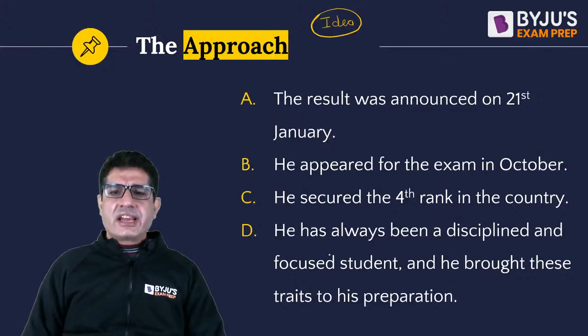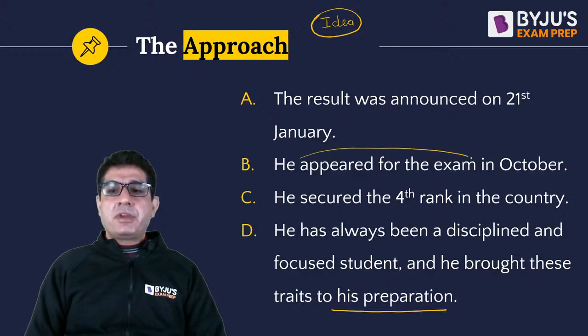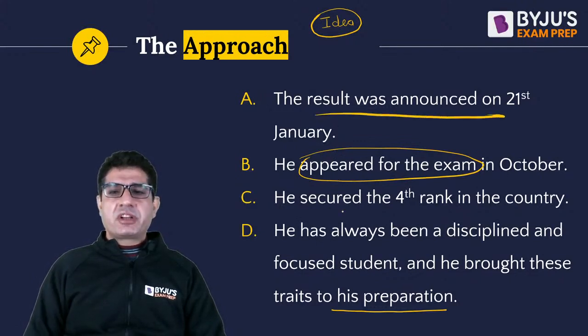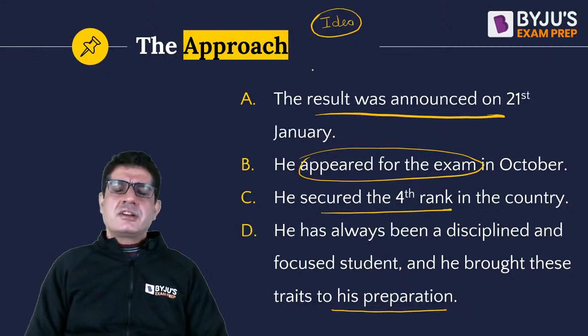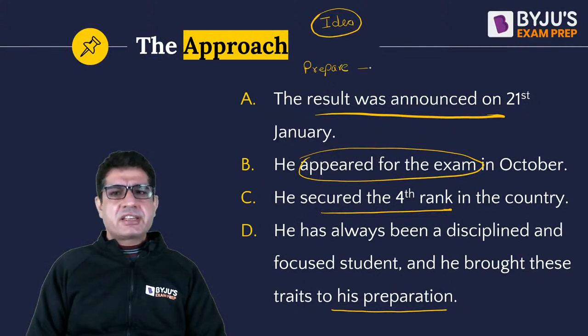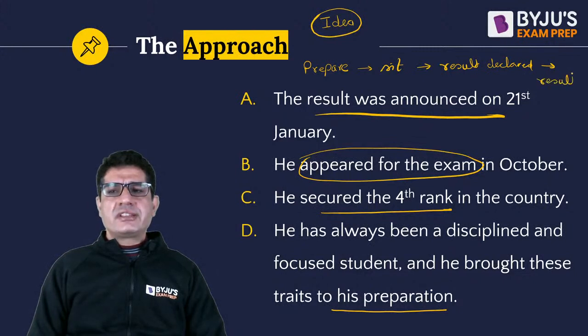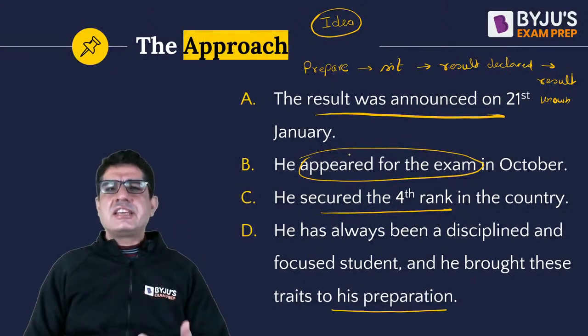Ab dekho, there is a sentence which is talking about a person preparing. Then a person appearing for an exam. Then results, the announcement of the result, and then the person's rank. Now tell me something. In our life, what is going to happen? A person prepares for an exam, then you sit for the exam, then the result is declared, and then your result is known, isn't it? In our day-to-day life, these ideas occur in this sequence, in this order.